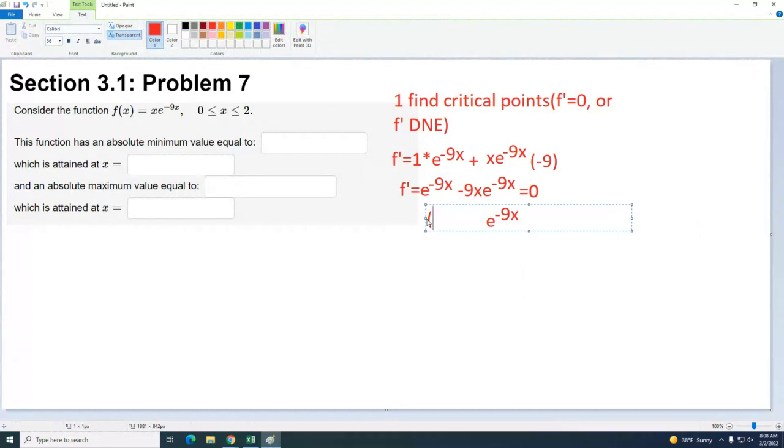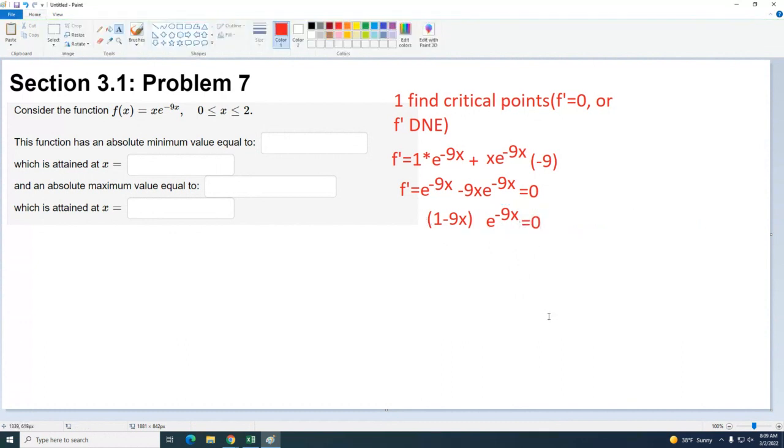For the other term, factoring e to the negative 9x out leaves negative 9x. So that's what we have: we've factored the left side of the equation. The reason we want to factor out a common factor is in the hope that we turn a big equation into smaller equations, finding an equivalent representation of the equation.